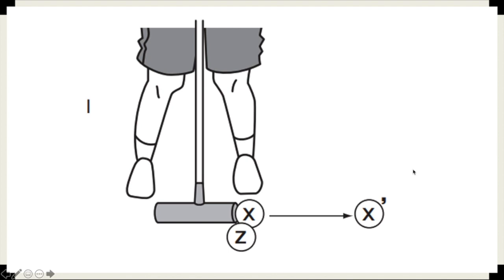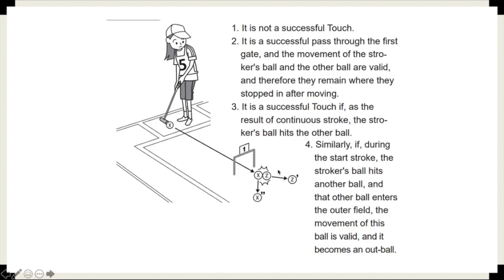Dot point two says, if the stroker's ball touches another ball before successfully passing through the first gate, it is not regarded as a successful touch. That one's illustrated here, and I've got a little bit of a spiel here from the Q&A book, and we'll go through that slowly. Basically, the stroker of ball X, which is ball 5 here, performs the start stroke and goes through gate 1, and we can see that they successfully touch ball Z, and both balls are in balls.